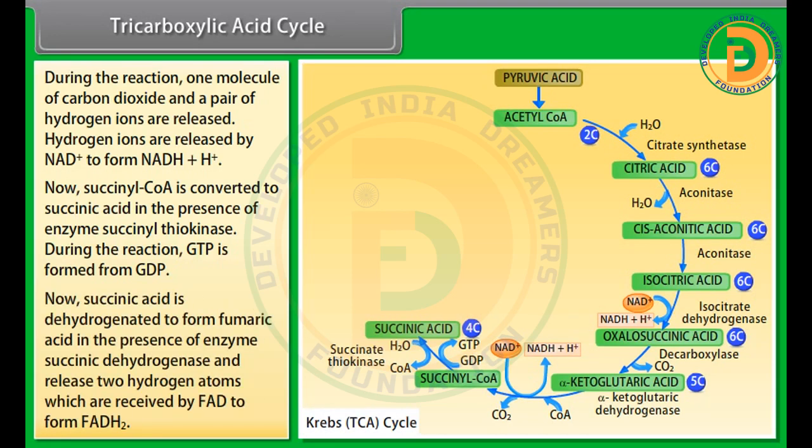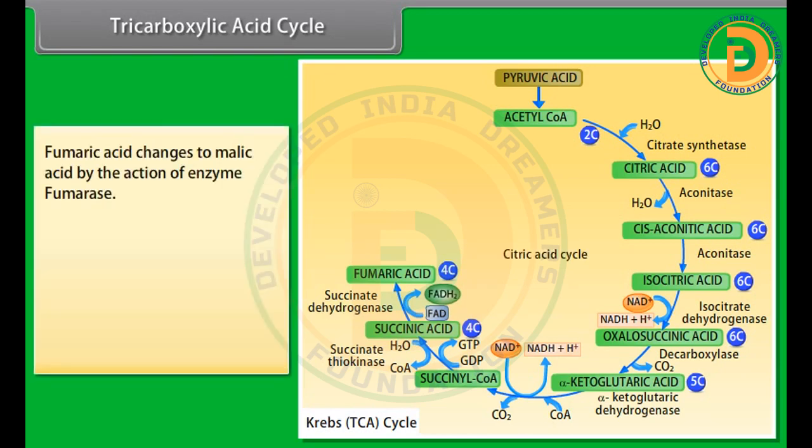Now succinic acid is dehydrogenated to form fumaric acid in the presence of enzyme succinic dehydrogenase and releases two hydrogen atoms which are received by FAD to form FADH2. Fumaric acid changes to malic acid by the action of enzyme fumarase.